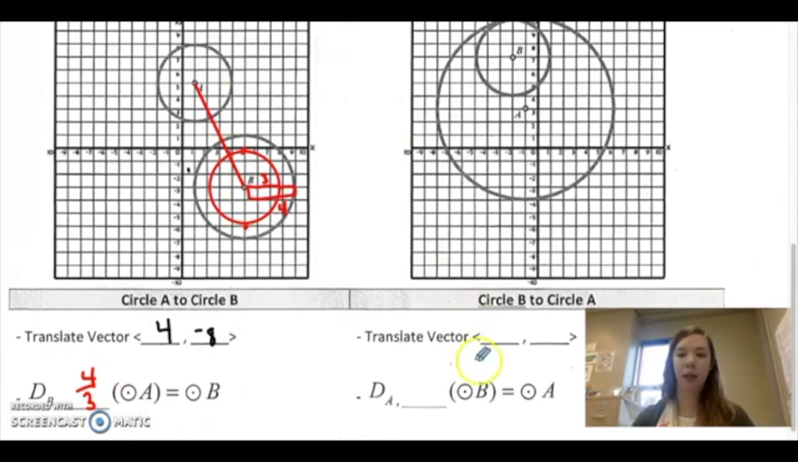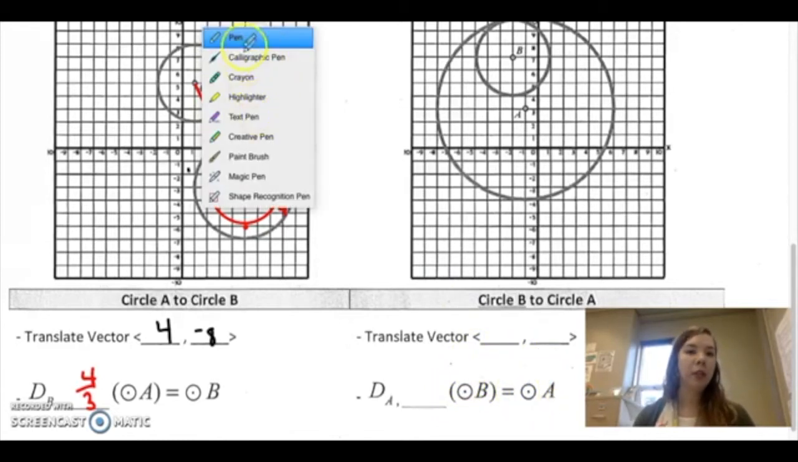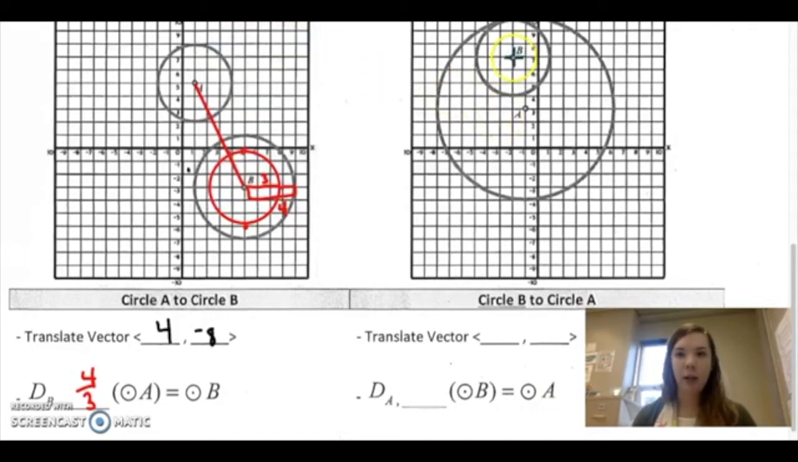This one is the opposite. We're starting with circle B, because that's on the left, and we want to end up with circle A. So pay attention to which direction you're going. But here I'm going from B to A. So that would be going down 1, 2, 3, 4. So my y coordinate's changing by going down 4 and right 1. Okay, so that's my vector.